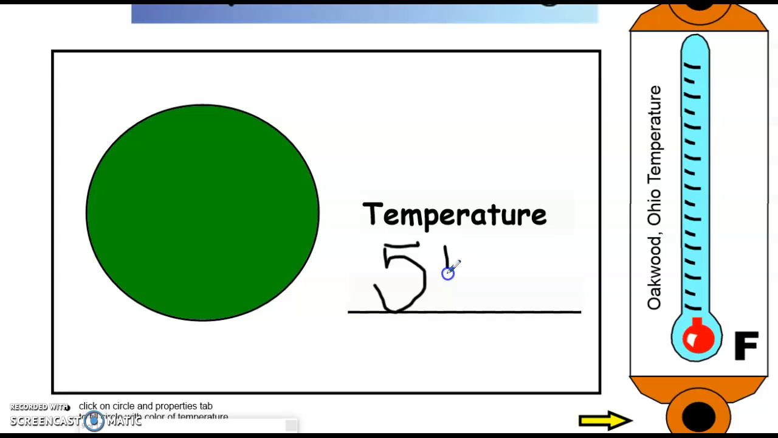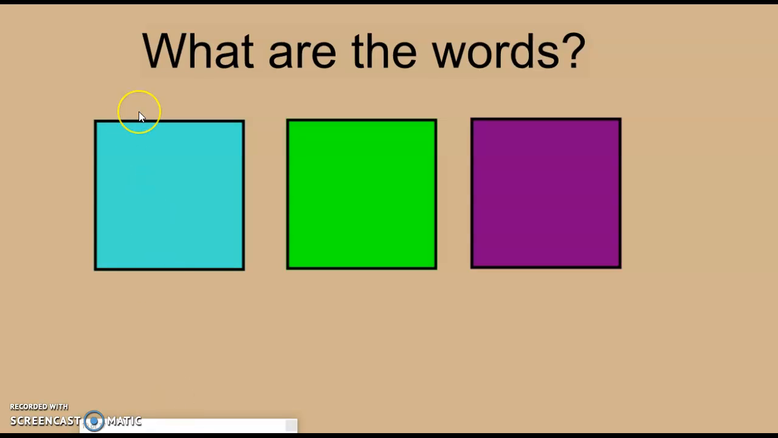54, is it 54 donuts outside? How about 54 dogs? No, remember we have to label so we know what we're talking about. It's 54 degrees. All right, what are the words?